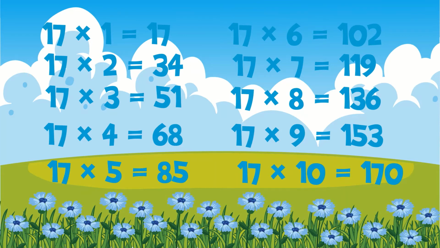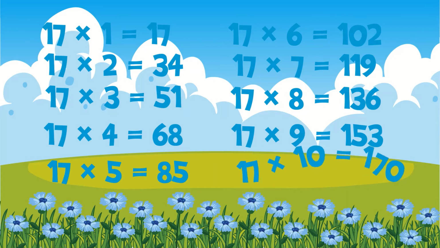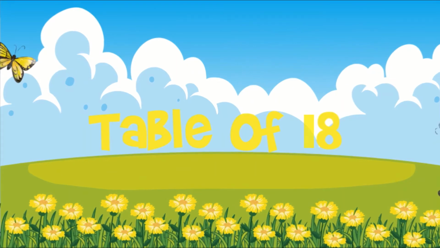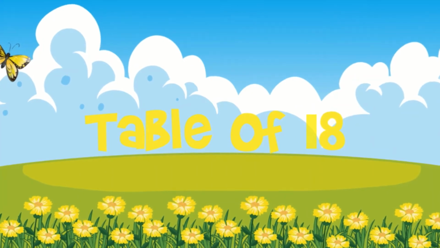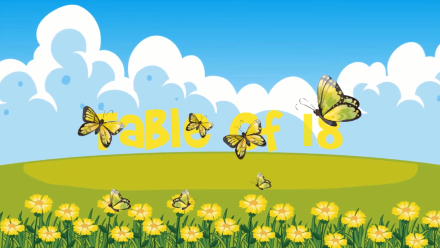17 sevens are 119. 17 eights are 136. 17 nines are 153. 17 tens are 170. Kids, learn table of 18.